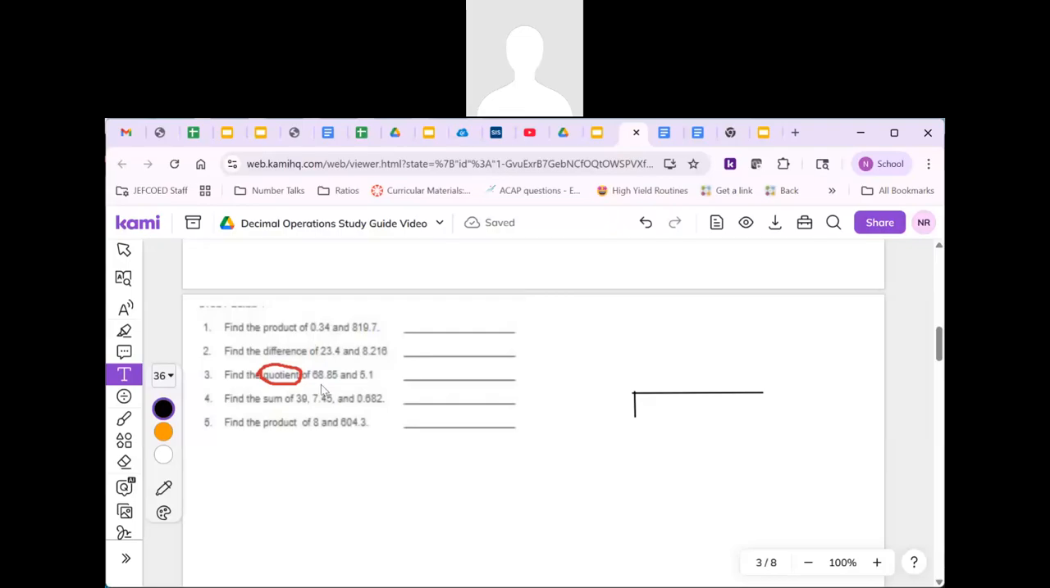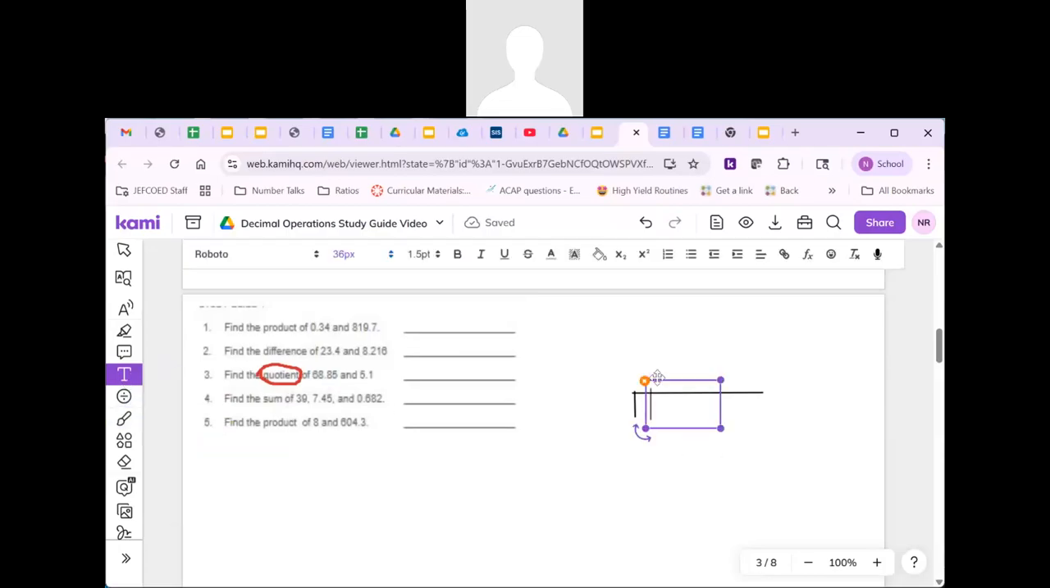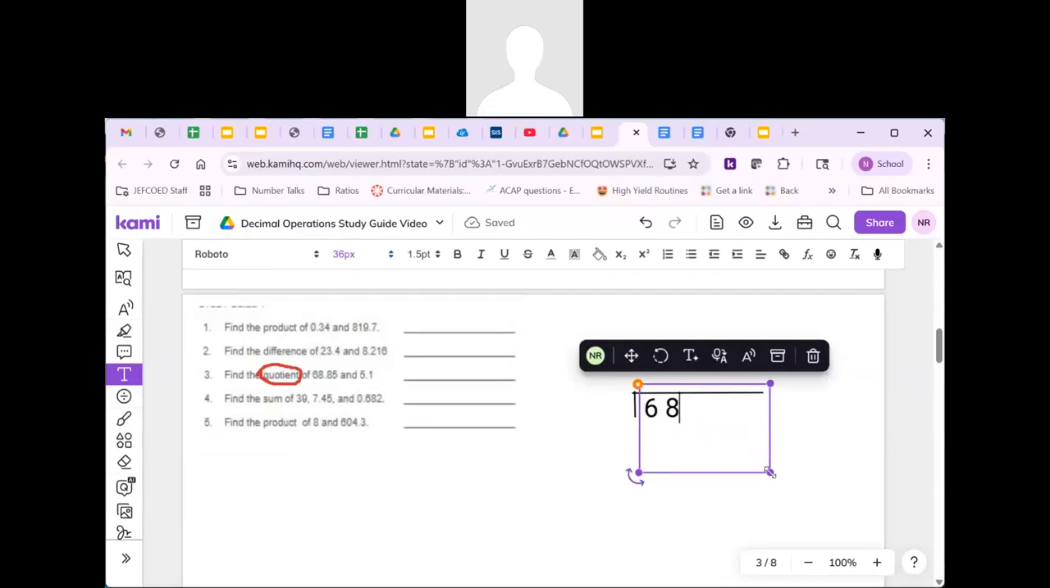So we put our total, which is the first number. Now, when you're doing a word problem, you have to look and make sure something is the total. But when it says it this way, find the quotient of, I know that first number is my total. So I'm going to put it in here. So we're going to have 6, 8, 0.85.